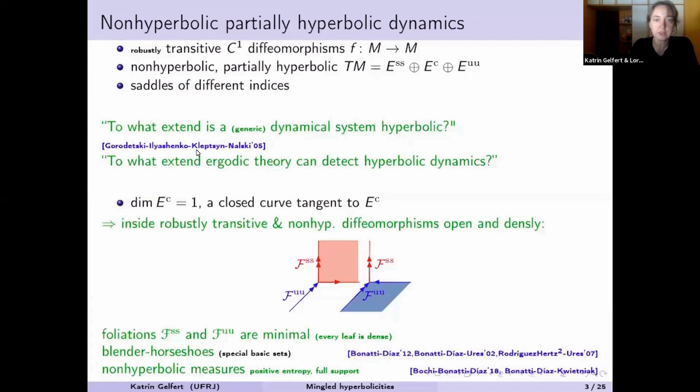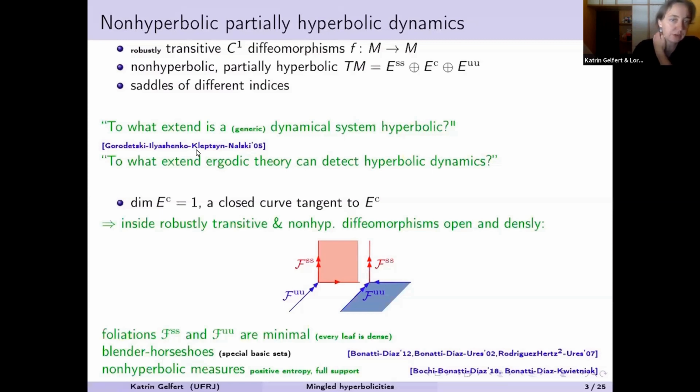saddles of different indices. And Christian already mentioned this work by Gorodetsky. Well, in fact, Gorodetsky and his co-workers, Ilyashenko, Kleptsyn, and Nalsky, asked to what extent the dynamical system is hyperbolic, and then also Lorenzo sometimes coins this phrase. I'm not actually sure if he coined this phrase, asking to what extent ergodic theory can detect hyperbolic dynamics and also non-hyperbolic dynamics.